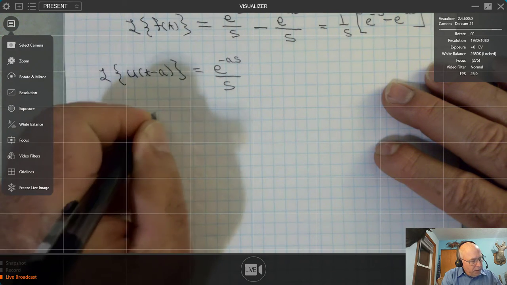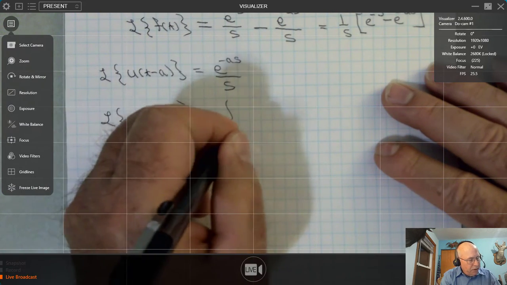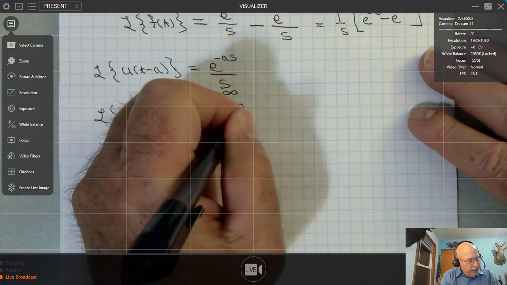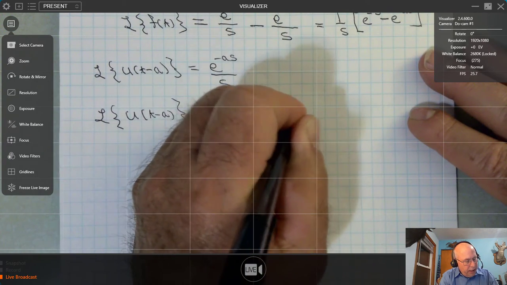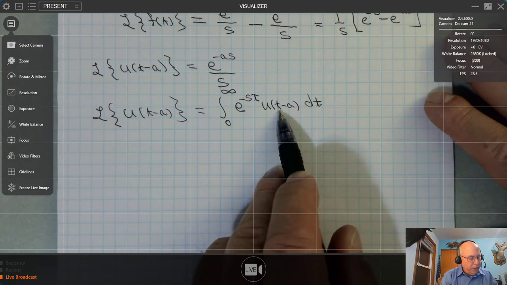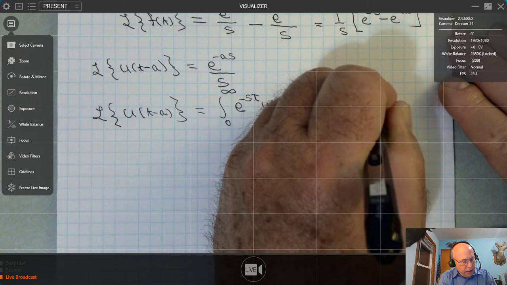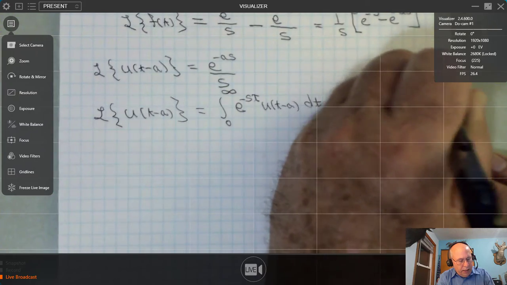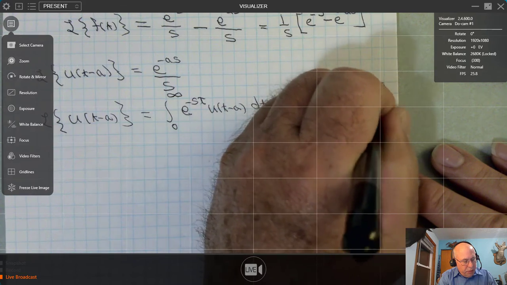So I want the transform of u(t minus a). And I know that the Laplace transform of any function f is the integral from 0 to infinity of e to the minus st times the function u(t minus a) dt. Now, this is a pretty simple function, right? We know that u(t minus a) only takes on two distinct values. It's 0 if t is less than a, and it is 1 if t is more than a.